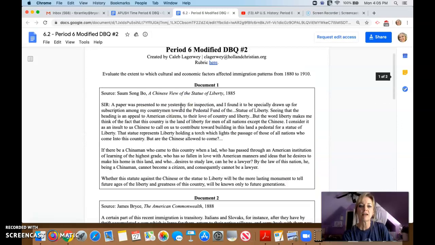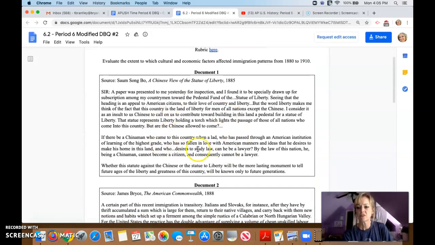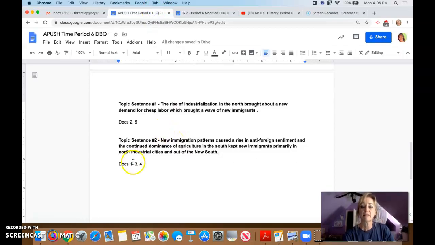So we're going to use document number 1, because this is a Chinese immigrant talking about anti-Chinese sentiment, and a great piece of context for capping this is going to be the Chinese Exclusion Act. I would definitely use that as context when I'm capping this document, okay? But this supports my claim that there was this anti-immigrant sentiment. And they're talking about funding for the plaque on the Statue of Liberty, and he's like, that doesn't really apply to us because Chinese don't get to come. All right, so I would stick document 1.